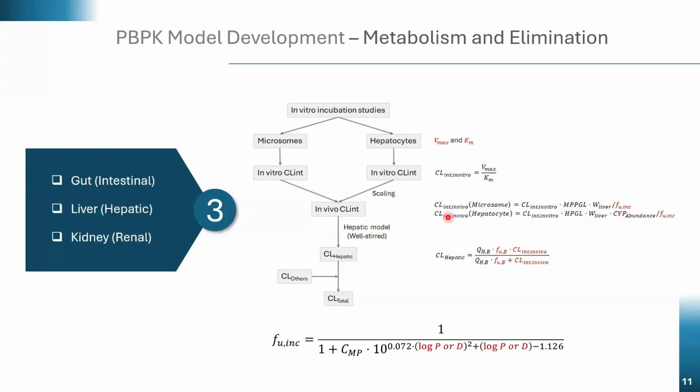Once you scale, instead of intrinsic clearance in vitro, you have converted it to intrinsic clearance in vivo. Now once you have your intrinsic clearance in vivo, you can apply different hepatic models to estimate what the actual clearance would be in human beings. I am using the well-stirred model as an example here. So the hepatic clearance, for example, would be the blood flow to the liver multiplied by the fraction unbound of the drug times the in vivo intrinsic clearance, and then you can get the value for the hepatic clearance.